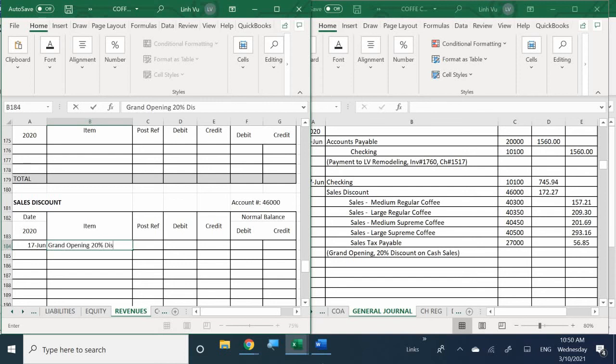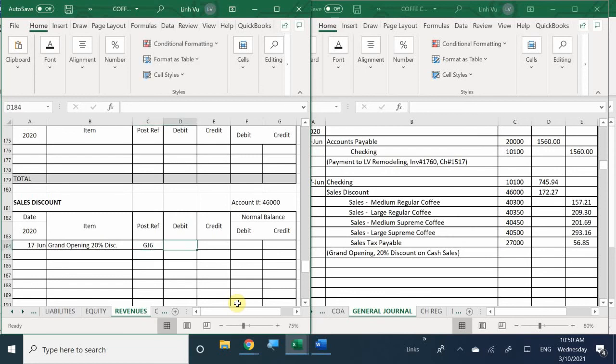It's important that you write that in there, because what if it's Memorial Day, right? It's May, and I had a sale. I could have easily said, okay, for Memorial Day sales, all coffee is 25% discount. Or maybe all items in the store are 25% discount. So definitely be specific on what the discount is and how much it is. In this case, I have a grand opening for 20% discount. Post reference, once again, general journal number 6.